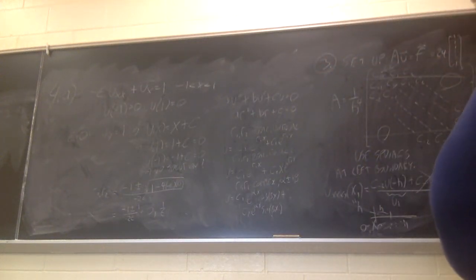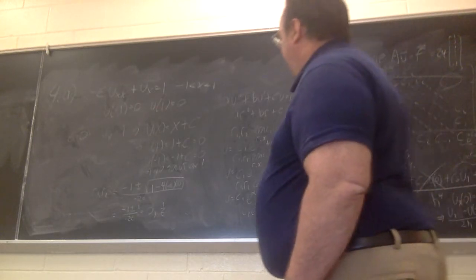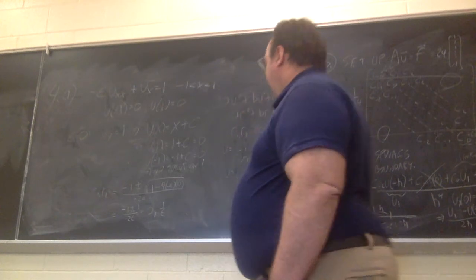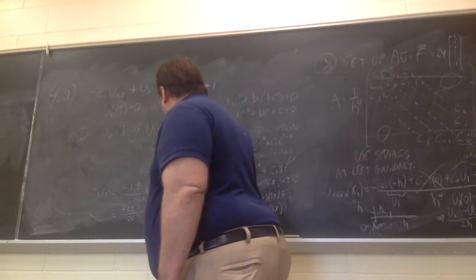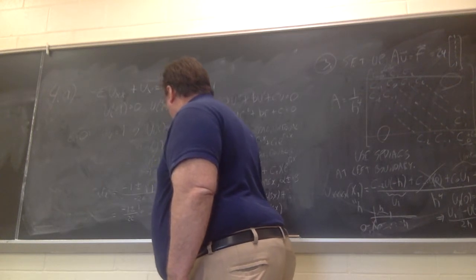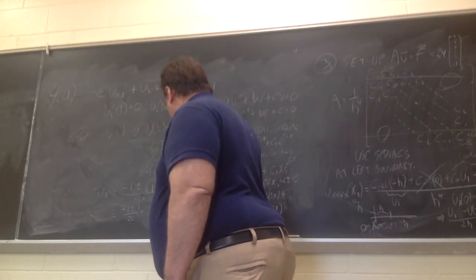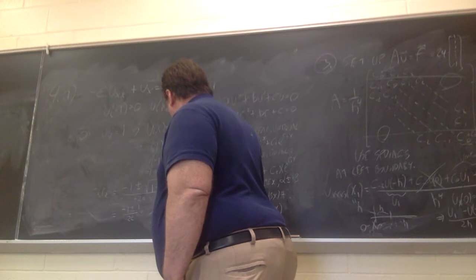I feel like I do remember 1 over epsilon occurring in the exact solution. So that means a homogeneous solution would include a term that's a constant. Your solution would include a constant function and e to the 1 over epsilon times x.